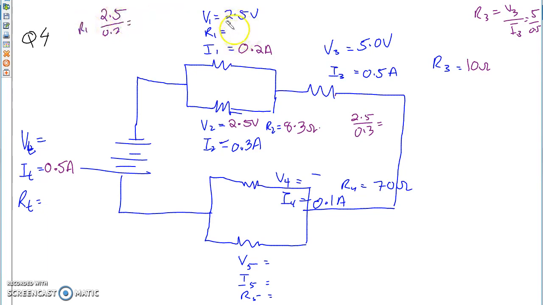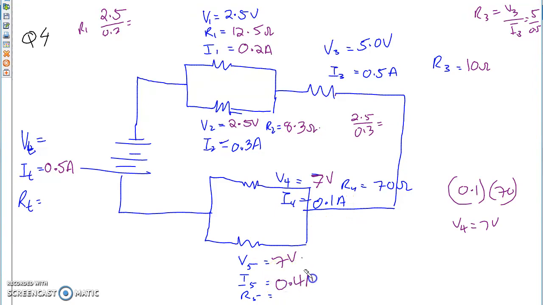How much? So this is 12.5 ohms. Now V4 is going to be 0.1 times 70, so V4 is going to be 7 volts. Now you're thinking, what's V5 going to be? Well, if this is 7 volts, that means this has to be 7 volts as well. If this is 0.1 amps, this has to be 0.4 amps, because 0.4 plus 0.1 gives you 0.5 amps.